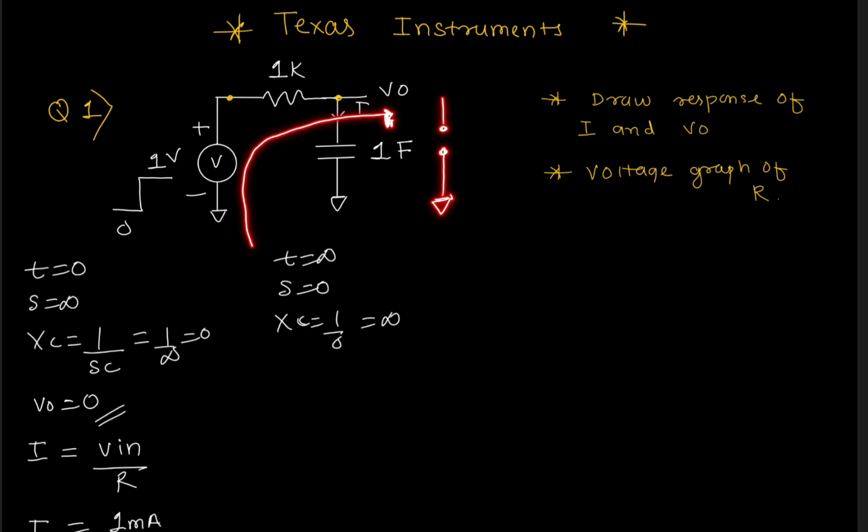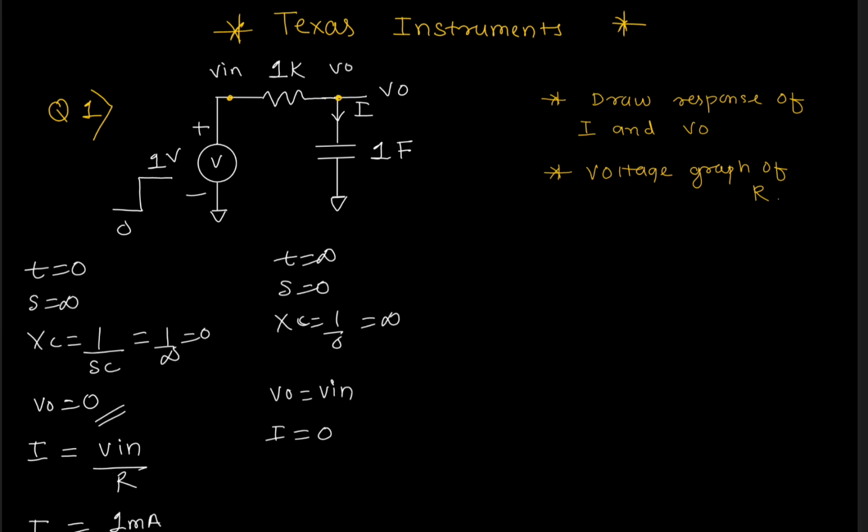That's why the current will be 0, and we know that Vc is equal to 1 by C integration of I dt, right? So if the current is 0, there will be no further charging. That's why the voltage will stop building. So when will the current be 0? When the voltage difference between V in and V out is zero, that is, when V in and V out are the same, then the current will be 0. That's why our V out will be V in and I will be 0.